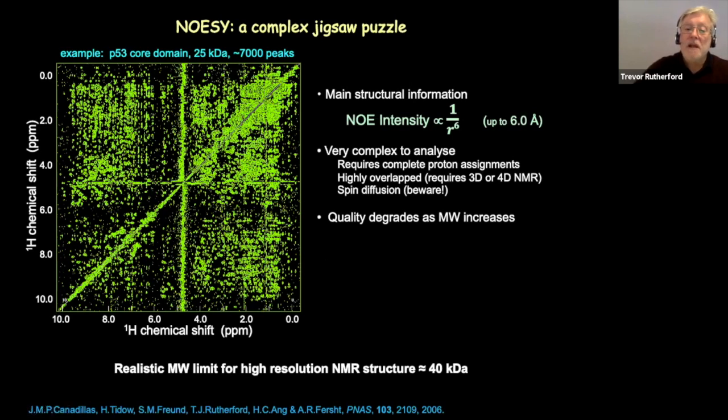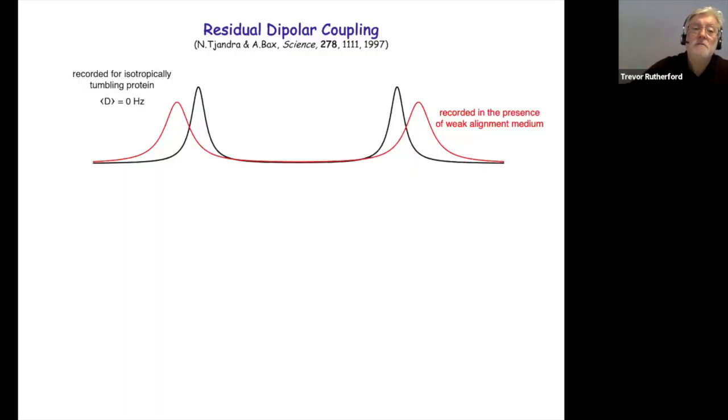As we go up in molecular weights, the quality of these spectra degrades because the line widths go up. So a realistic molecular weight limit for doing a high-resolution NMR solution structure is something like 40 kilodaltons. Certainly there have been some in Lewis Kay's group going up to 86 kilodaltons. That's an absolutely non-routine example. The realistic limit is somewhere about 30, 40 kilodaltons for a high resolution structure of a protein.